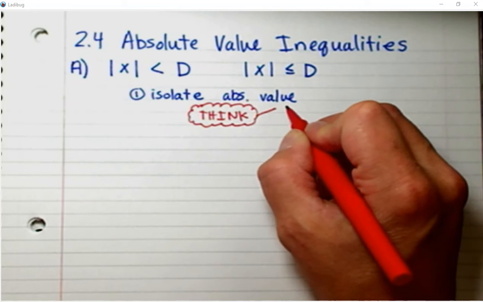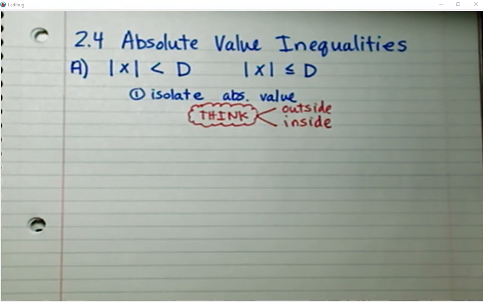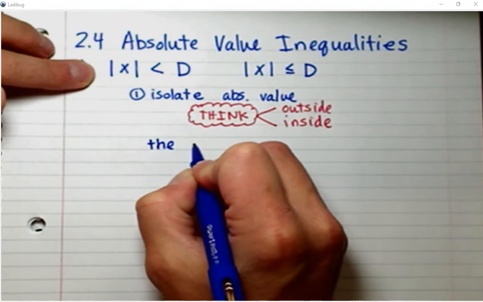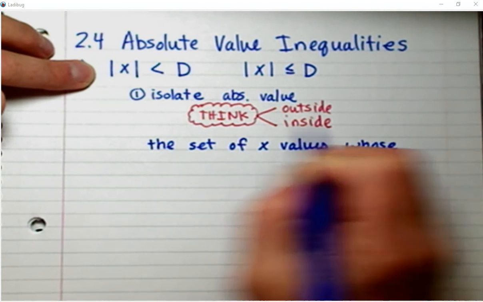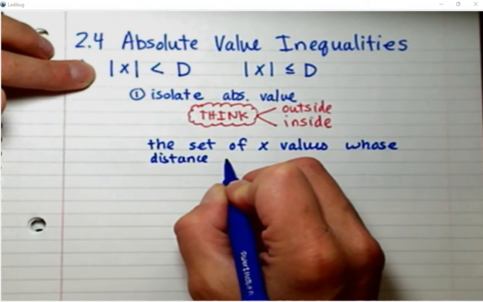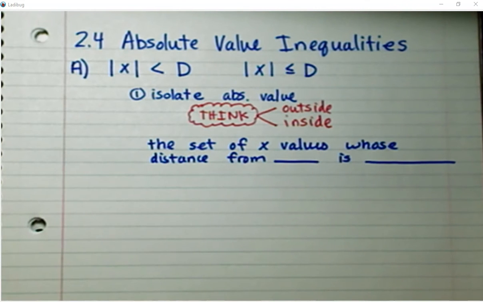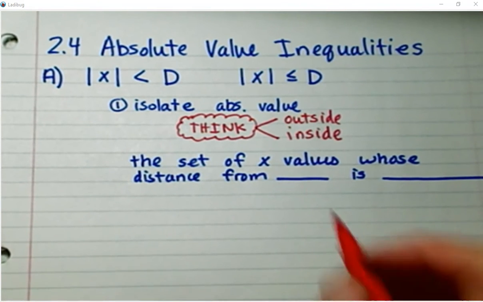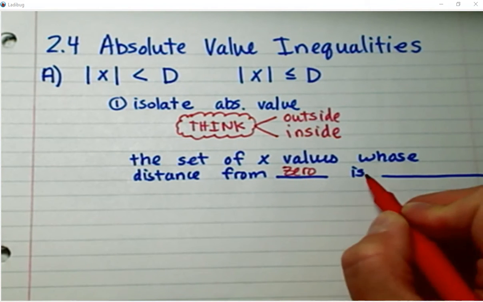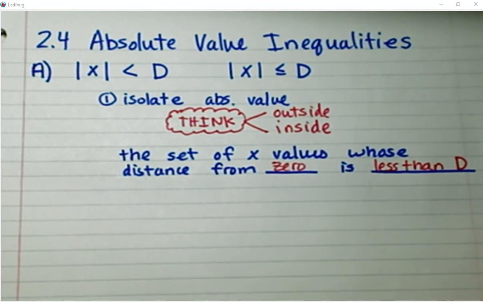And we have two choices here. We have an outside choice and an inside choice. And I'm going to explain to you what those things are. Very similar sentence to what we filled out for the equation. The set of x values whose distance from 0 is less than d, right? Less than d. Not equal to, less than.